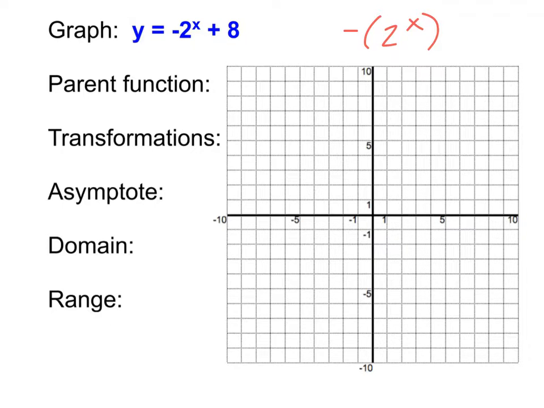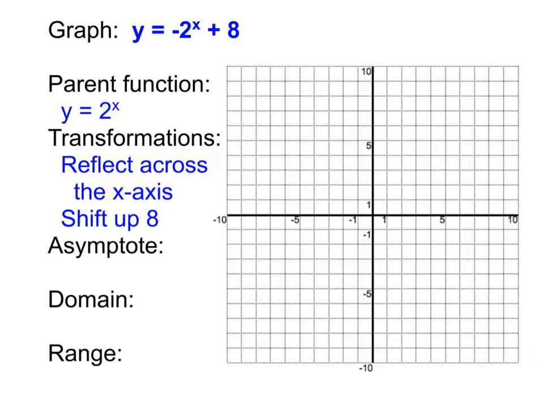So the negative is a transformation, and the plus 8 is also a transformation. What's left is our parent function. And so our parent function then must just be y equals 2 to the x. But then that negative and the 8 are the transformations. Well, what does a negative out front of our equation do to our graph? Flips it, yep. Technically speaking, we say it reflects it across the x-axis. But yes, it flips it upside down. And the plus 8 is hanging on the end, so that's going to move up 8. So there's what we put down for our transformations.